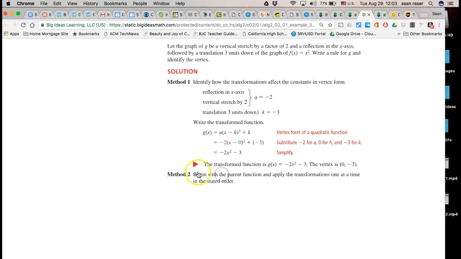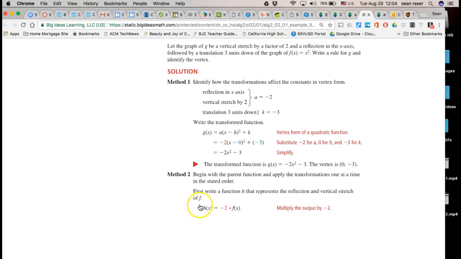Let's look at another method. What we did before was taking everything and plugging it all in at once. The next step would just be to begin with a parent function and apply the transformations one at a time. And you have to make sure you do this in order. Okay, if you do this out of order, you may end up with a different rule. So let's just go ahead one by one and apply these. Okay, so first we want to write a function that represents the reflection and the vertical stretch. Okay, so the vertical stretch by 2 and a reflection in the x-axis.